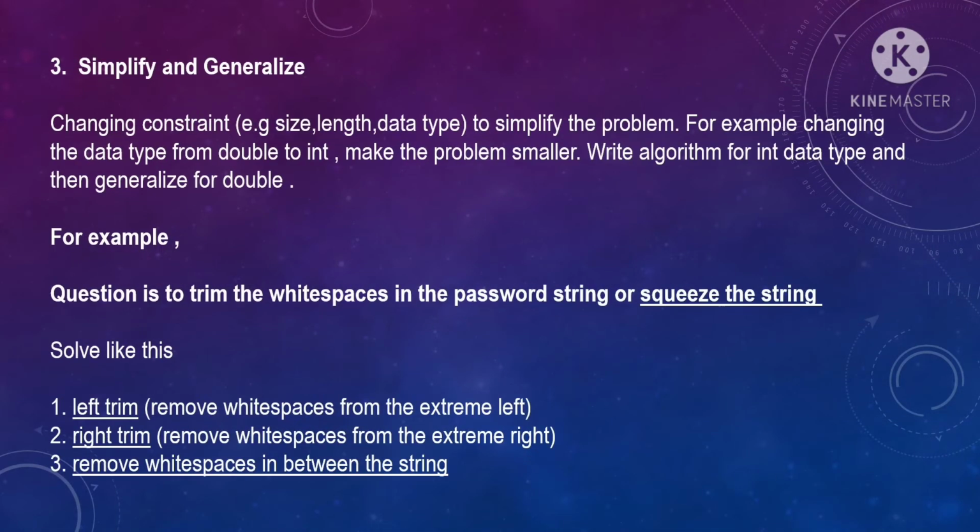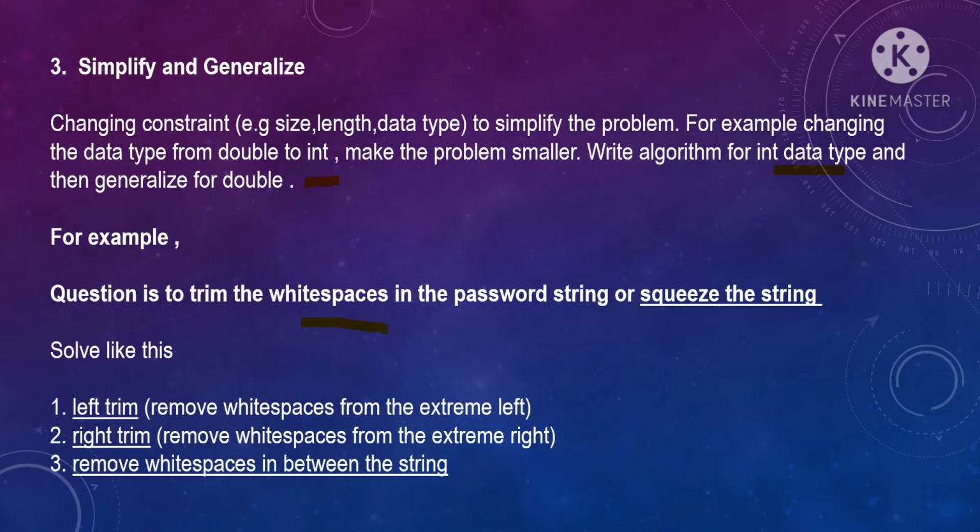Number 3, simplify and generalize. Change constraints such as size, length, or data type to simplify the problem. For example, changing the data type from double to int. Make the problem smaller, write the algorithm for int data type, and then generalize for double. For example, the question is to trim the white space in the password string, or squeeze the string. So like this.